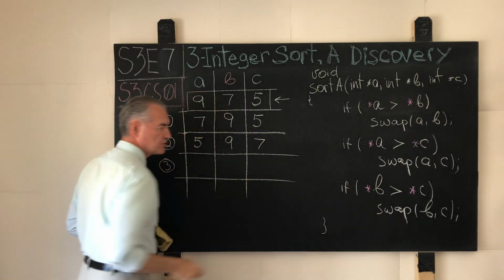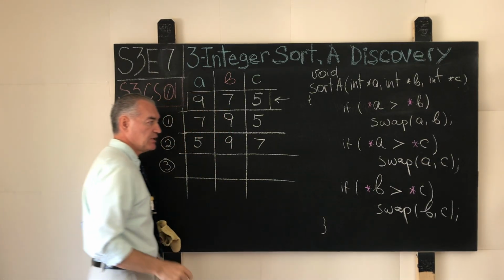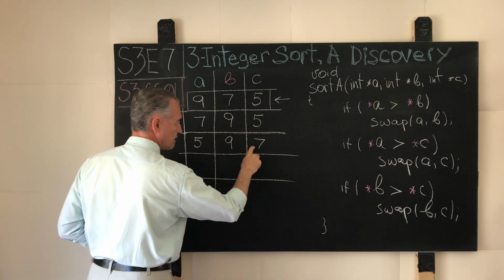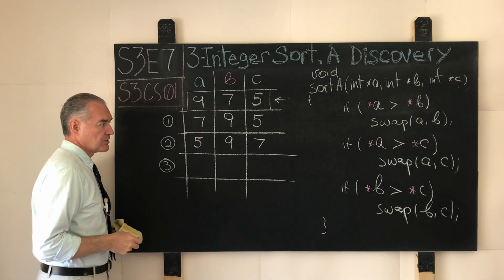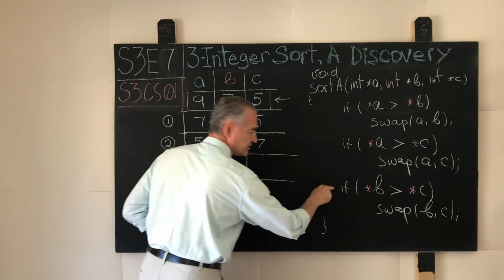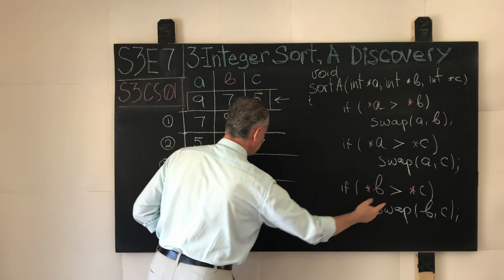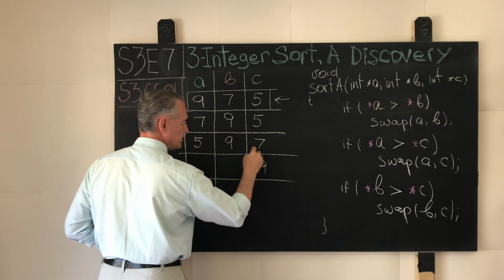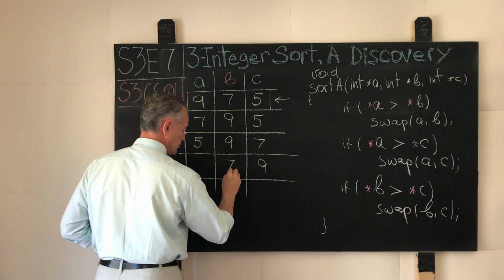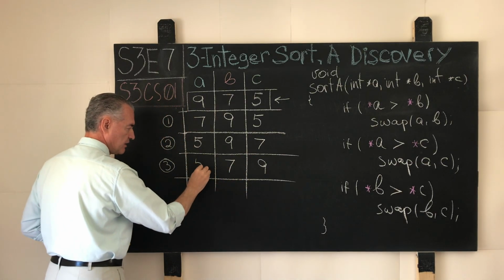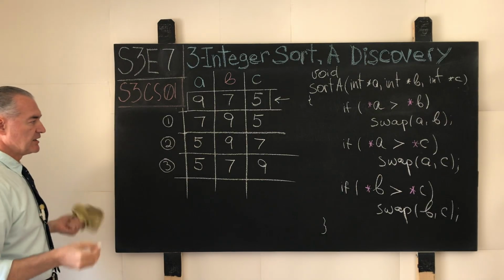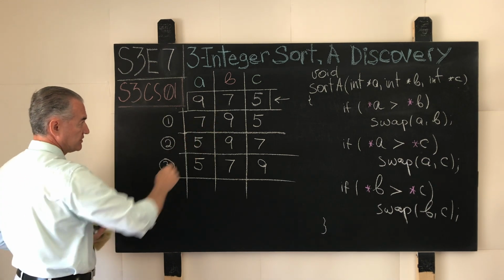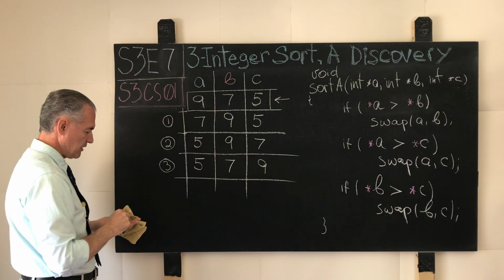Now we still have the third test to execute. In the third test, we pit B against C. So now we compare B against C. Is 9 greater than 7? Yes, it is greater. 9 is greater than 7. The test succeeds. We jump into swap. We swap B and C. So 9 jumps into C, and 7 jumps into B. And 5 percolates down as it was. No one is acting on it. Game over.